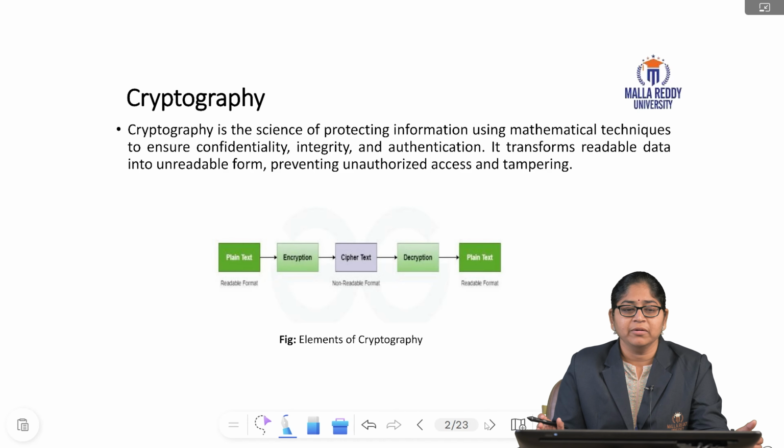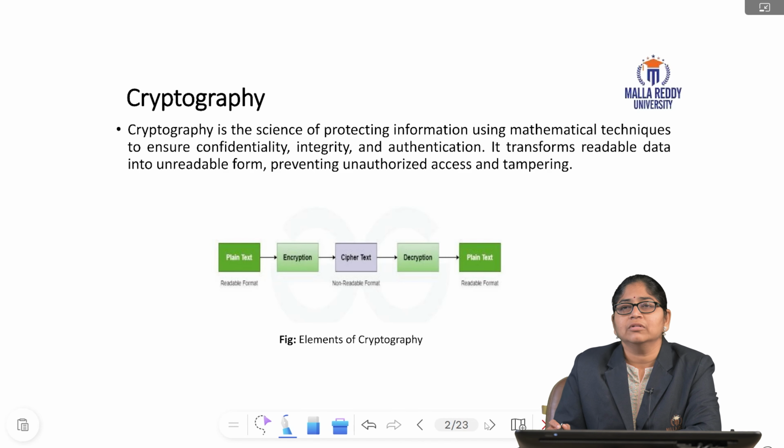Cryptography is the science of protecting information using mathematical techniques to ensure confidentiality, integrity as well as authentication. Or we can say cryptography is the study of different cryptographic algorithms. By using those algorithms, we can convert readable data to unreadable format.